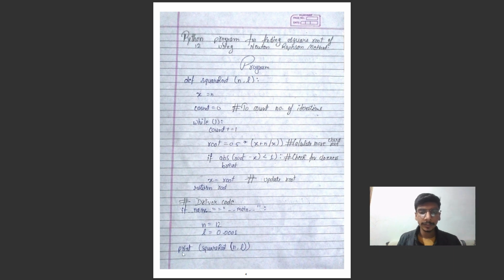Here we have printed the square root of n and l, meaning the approximate square root of 12 will be printed.